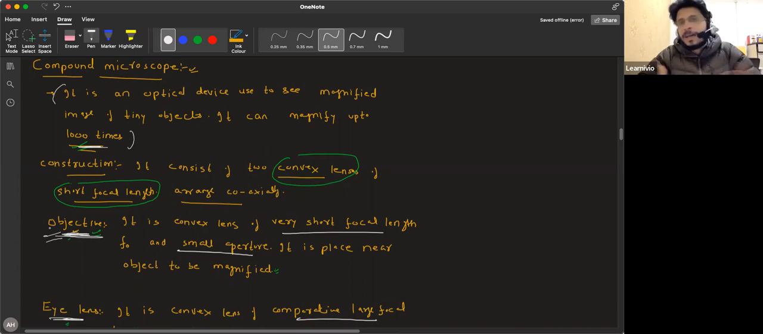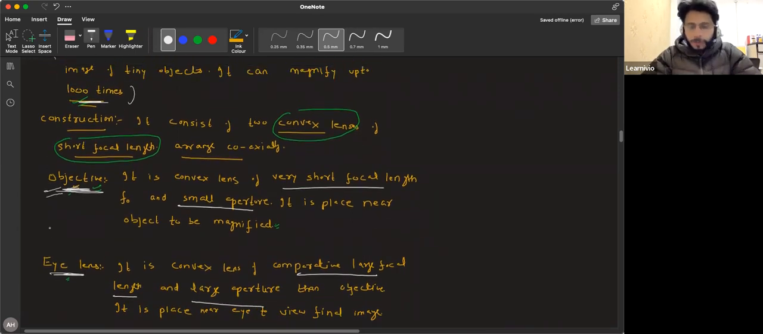Then there is another, the eye lens. Eye lens is the lens which is placed near the eye. In the compound microscope, both objective and eye lens have small focal length. But if you compare objective and eye lens, then the size and the focal length of eye lens is slightly greater than the objective. I'm repeating again, both objective and eye lens are of short focal length. But if you compare them, then the size of the eye lens is slightly greater than that of the objective lens. We'll see why it is so.